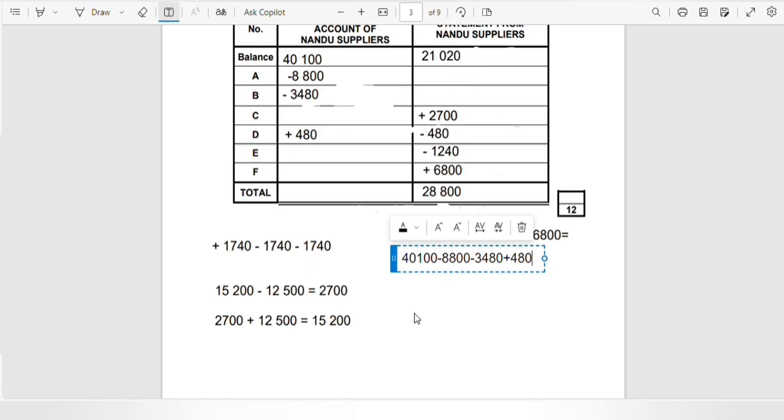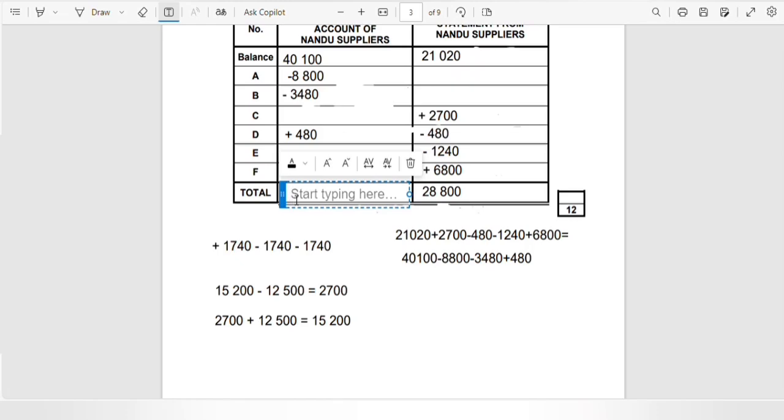In this case, what I like to do is to compare. We found 28,300 and 28,800, a difference of 500. Now we are going to double check. 21,020 plus 2,700 minus 480 minus 1,240 plus 6,800. Yes, this is the correct one.